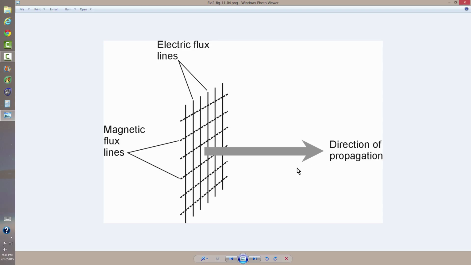An electromagnetic field comprises electric flux lines and magnetic flux lines perpendicular to each other, and the direction in which the resulting field travels is perpendicular to the plane containing them both. Sort of like a three-dimensional Cartesian coordinate system, where we might think of the x-axis as the direction of propagation, the y-axis as the magnetic flux lines, and the z-axis running parallel to the electric flux lines.